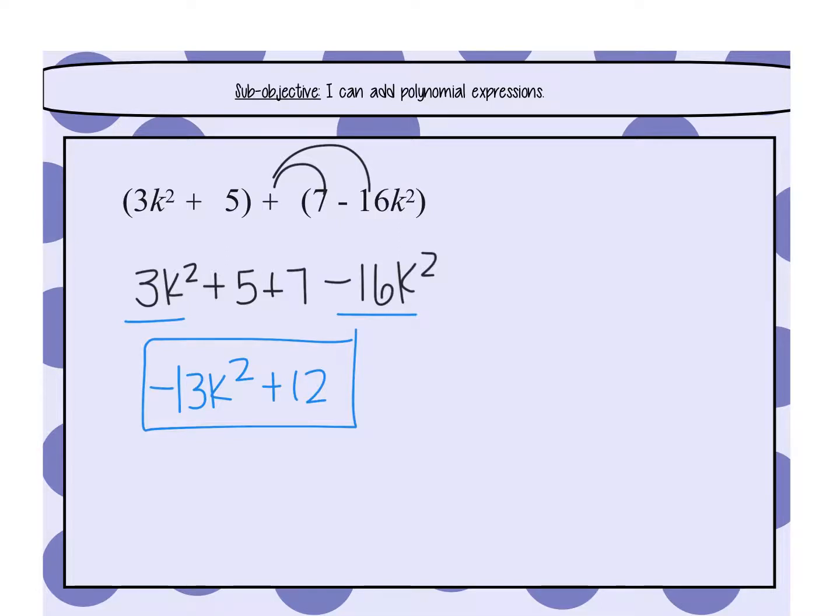So then what are my like terms? I have a 3k squared minus 16k squared, so I have negative 13k squared. So remember, when I'm combining my like terms, the exponent doesn't change. So if they're k squareds up here and k squareds here, they're k squareds here because I'm just combining them. And then 5 plus 7 is 12.